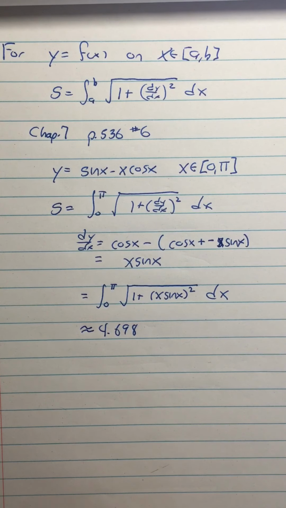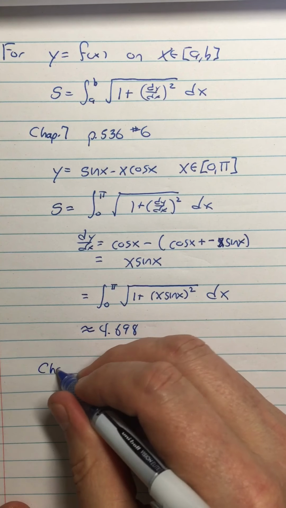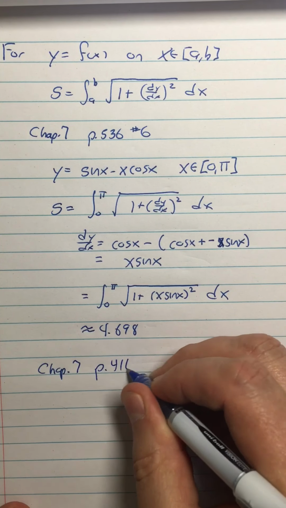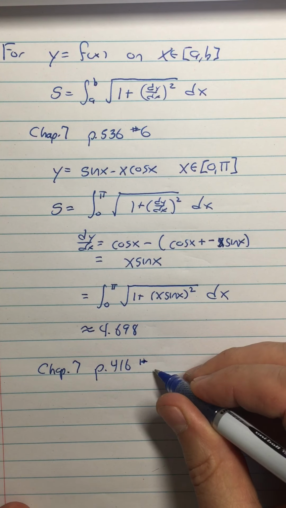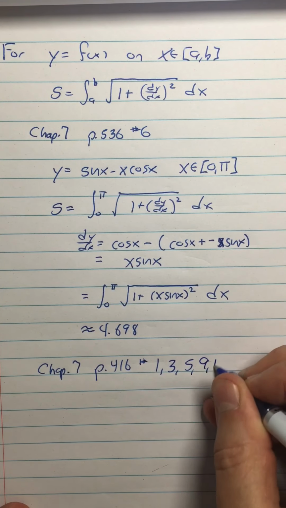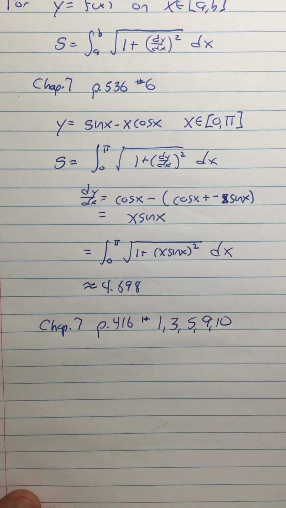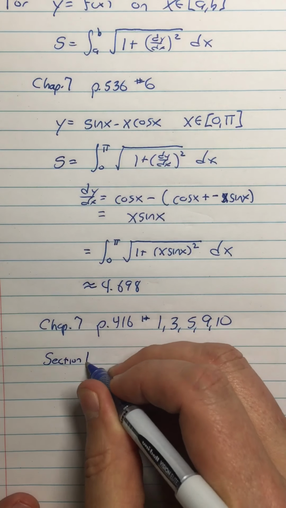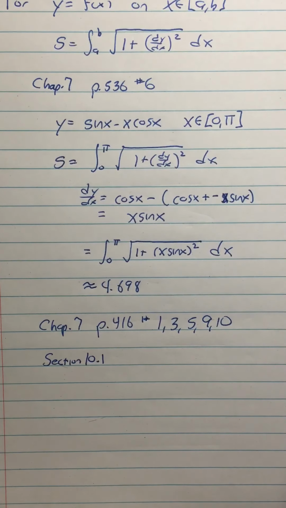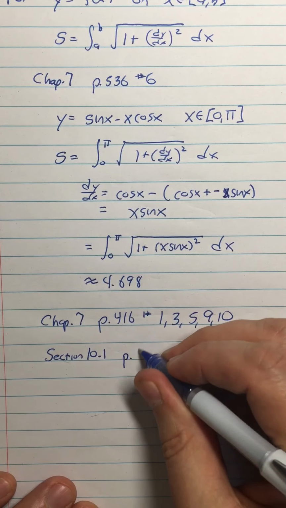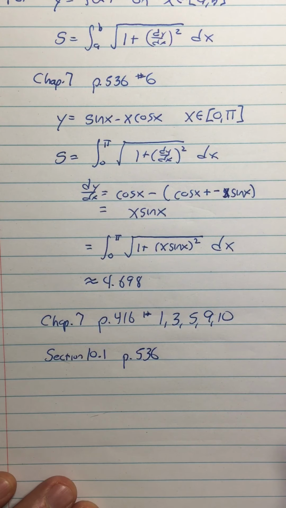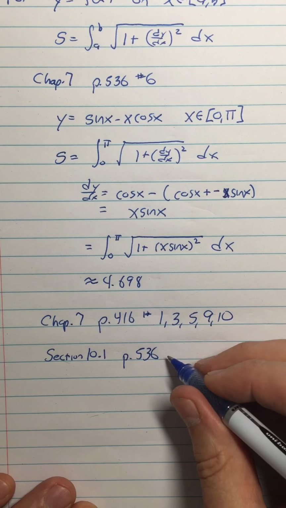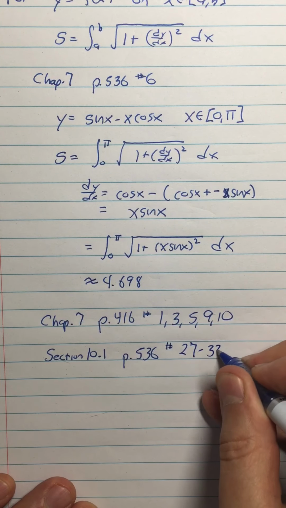Okay, so your homework is from chapter 7, page 416, numbers 1, 3, 5, 9, and 10. A deliberately selected random assortment. And then from section 10.1, so once you get past chapter 7 in the textbook that I have posted online, it's broken up by sections because of the way it was, yeah, you don't want to know. Anyway, it's going to be page 536, but you'll be able to see that I just photographed the book myself. Numbers 27 to 33 odd.